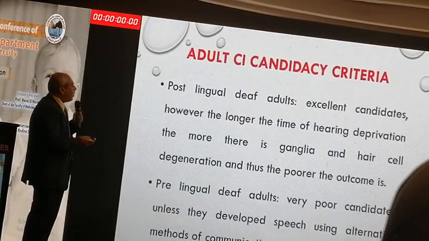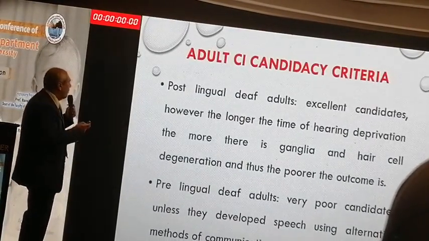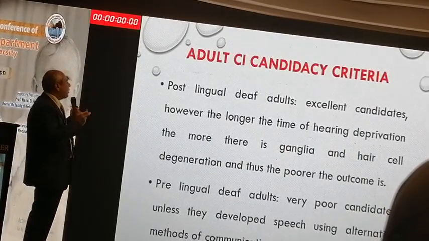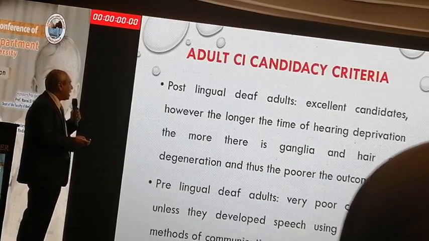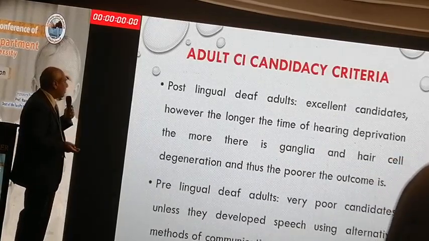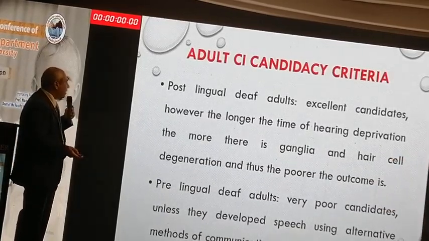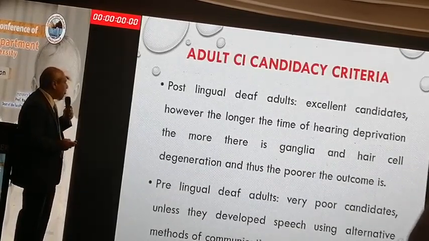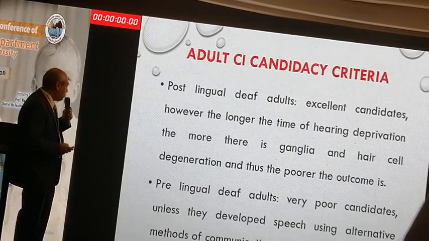For adults, in postlingual deaf adults, these are excellent candidates. However, they should be implanted as soon as possible, as the longer the time of hearing deprivation, the more spiral ganglia and hair cell degeneration, and the poorer the outcome is. The prelingual deaf adults, these are very poor candidates for implantation unless they have developed speech using alternative methods for communication.